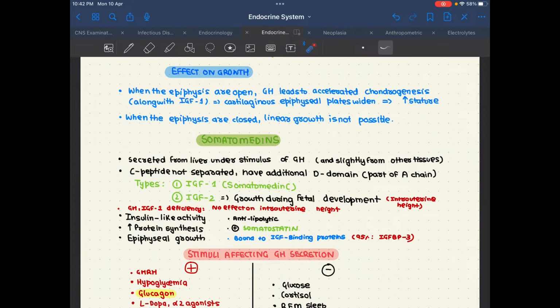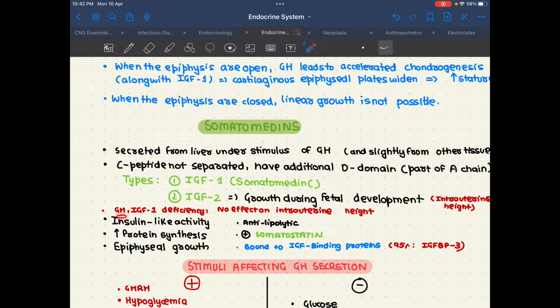ठीक है? So in MCQ, in case of pediatric, growth hormone per se does not play a role in intrauterine height. Even if someone says IGF-1, it also doesn't play a role in intrauterine height. It's only IGF-2 which plays a role in intrauterine growth. ठीक है? And when I say it's insulin-like growth factor, मतलब इसके सारे effects are going to be of insulin. What are the effects of insulin? Insulin-like effect इसका मतलब ये है lipolysis को inhibit करना, ठीक है? And lipogenesis कराना, just like insulin.